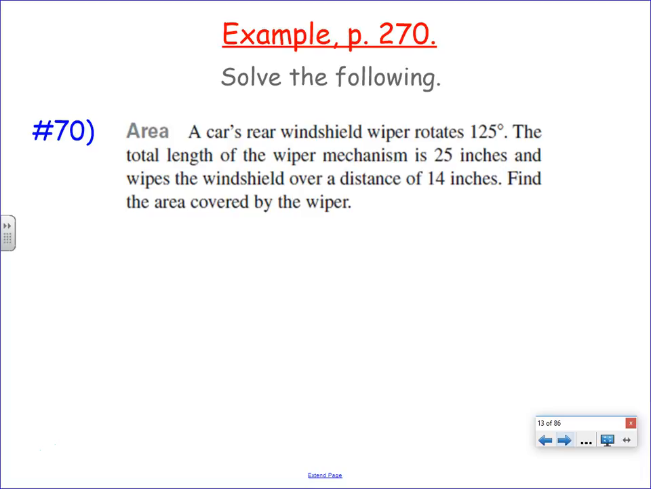Can anybody tell the big idea of what they're asking us to solve for? Big idea, we have a car with a windshield wiper. It only goes so far because most windshield wipers only have a certain range of motion, especially in the back. In the front, they cover the whole windshield. In the back, it's usually that weird, awkward one side's dirty and the rest is clean. But anyway, it's only rotating 125 degrees. Total length of the wiper mechanism, and so on.